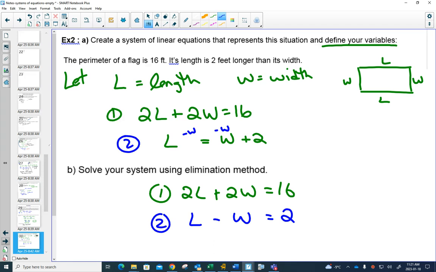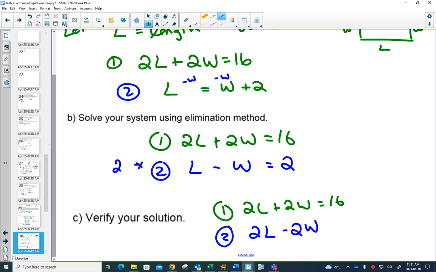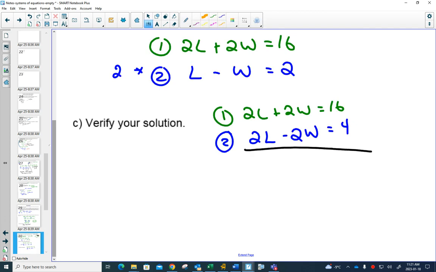Then with the elimination technique, you have to have the same number in front of a variable, but one positive, one negative. Can you see that if you took equation number 2 and multiplied it by 2, the W's would both have 2's in front, one would be positive, one would be negative. So now I have to rewrite my equations one more time. So here's equation 1: 2L plus 2W equals 16. And if I take equation 2 and I multiply everything by 2, I can now add the equations.